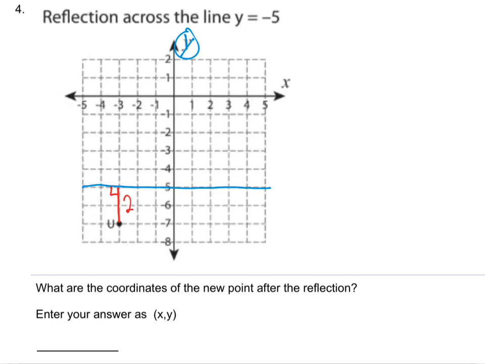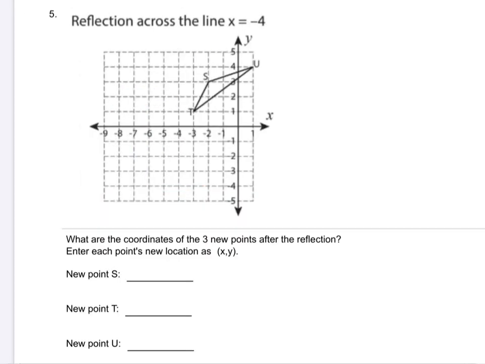What is it? It's 2 to the line, so 2 to the other side. There it is. There's the image of U. It's going to be right there, straight at the line, same distance to the other side. What's the coordinates of that point, U? From the origin, it's back 1, 2, 3, down 1, 2, 3. Back 3, down 3. Coordinates of that point. There we go.